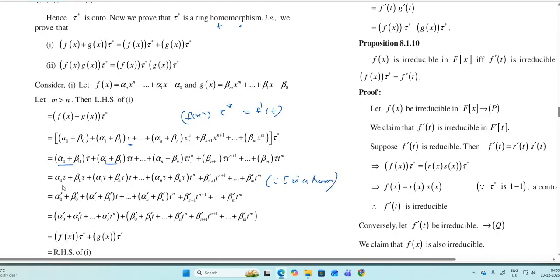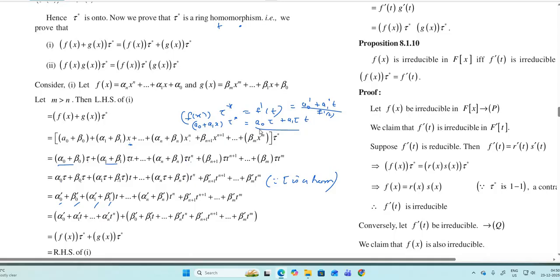So you have this, and how it is defined we know: alpha naught prime, beta naught prime, alpha 1 prime, beta 1 prime. Our tau star replaces x by t, that we have written. And when you have a naught plus a1 x, a very simple polynomial, how is it taken? Just a naught tau plus a1 tau t. This is how it is defined, which we have simply written as a naught prime plus a1 prime t. That is denoted as f dash of t.